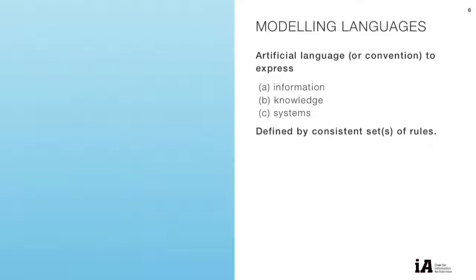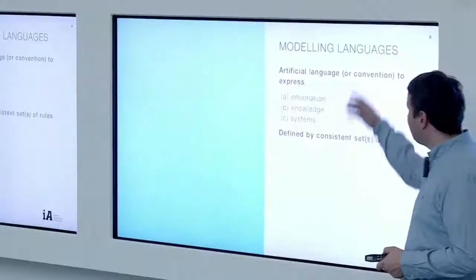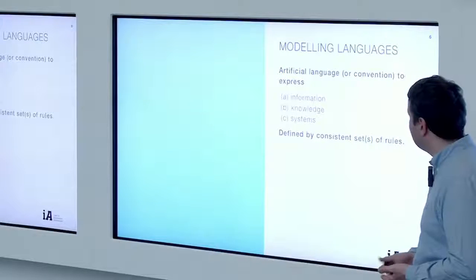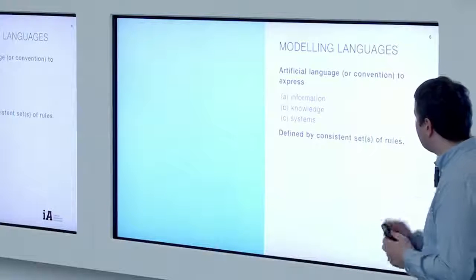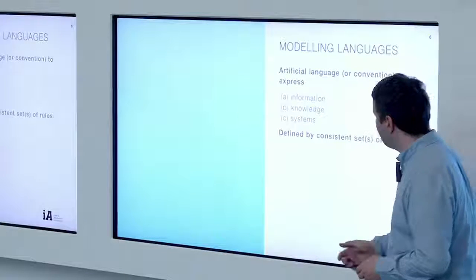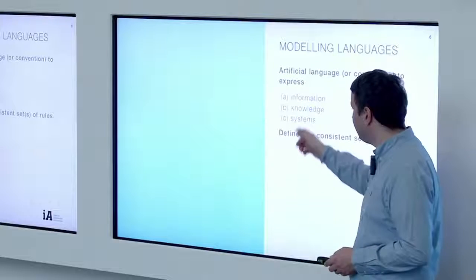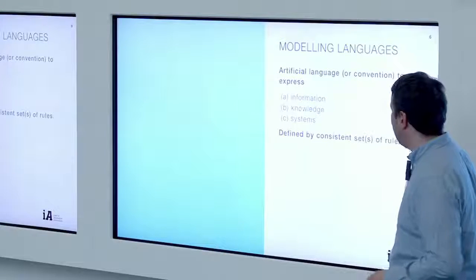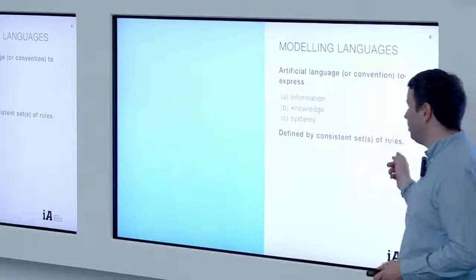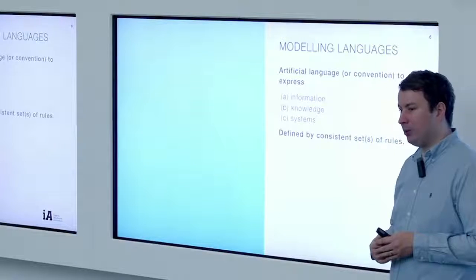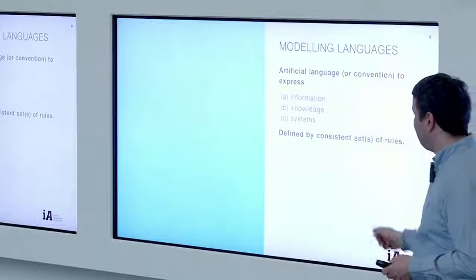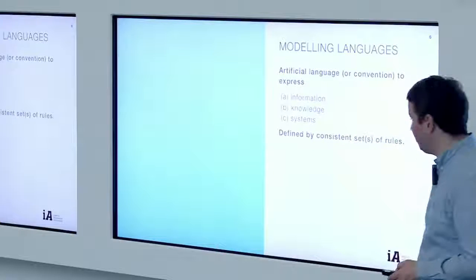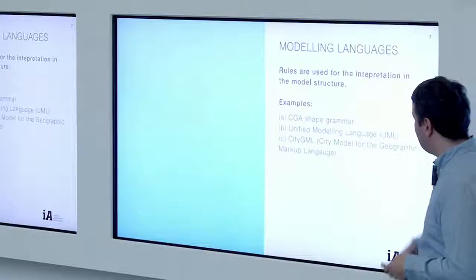And the faster these models become, the more useful they are actually for planning. And to express this kind of modeling, what you're doing, you have these components, information, knowledge, and you have the systems connected. And usually all this will be defined or expressed by rules. They should be consistent so that you have every time the same.